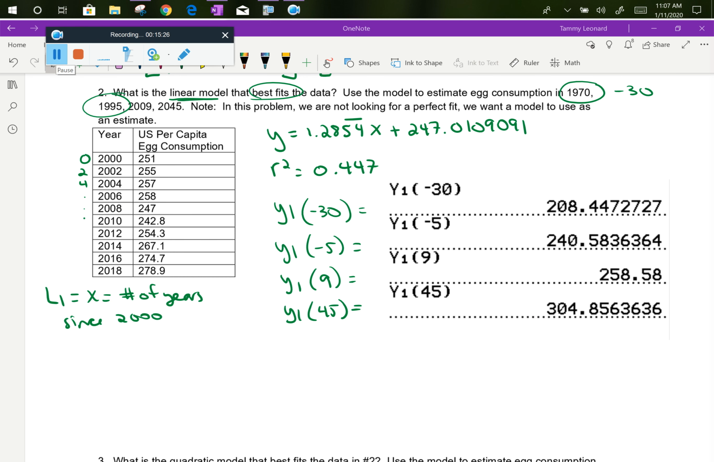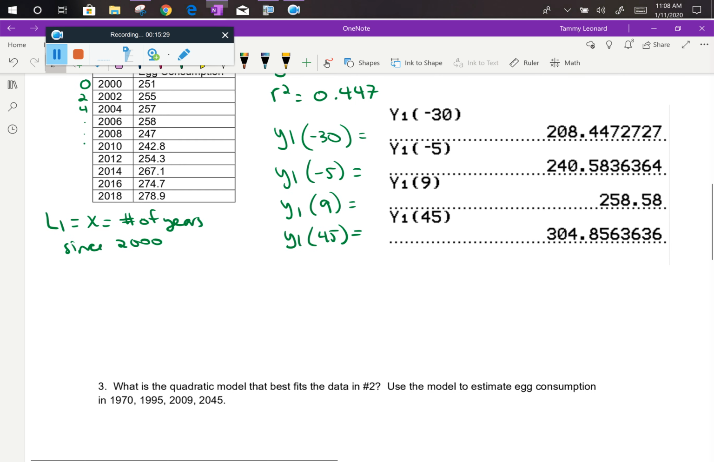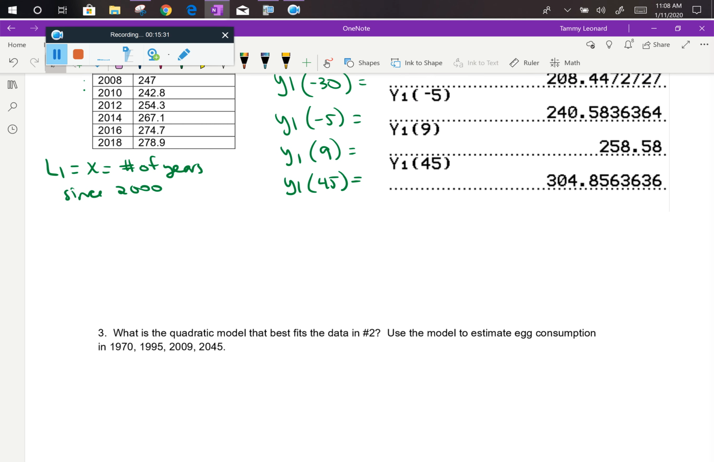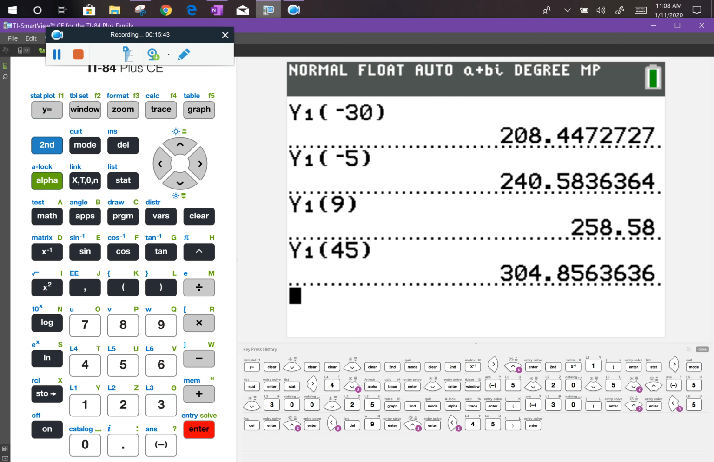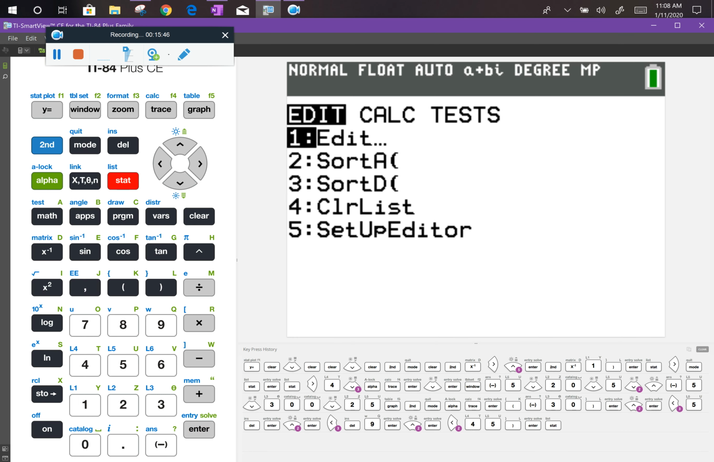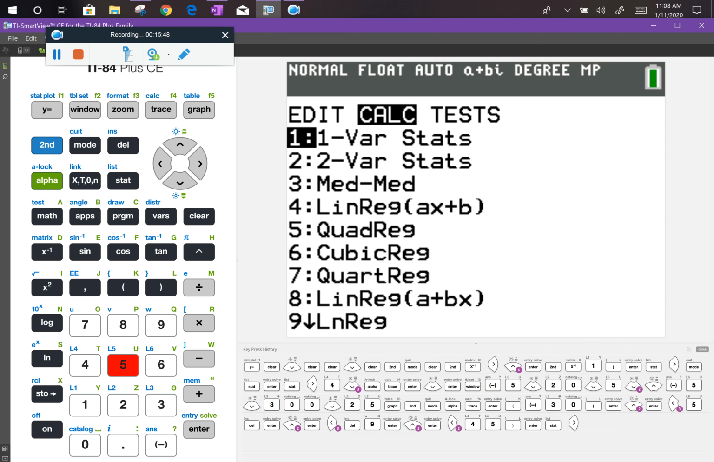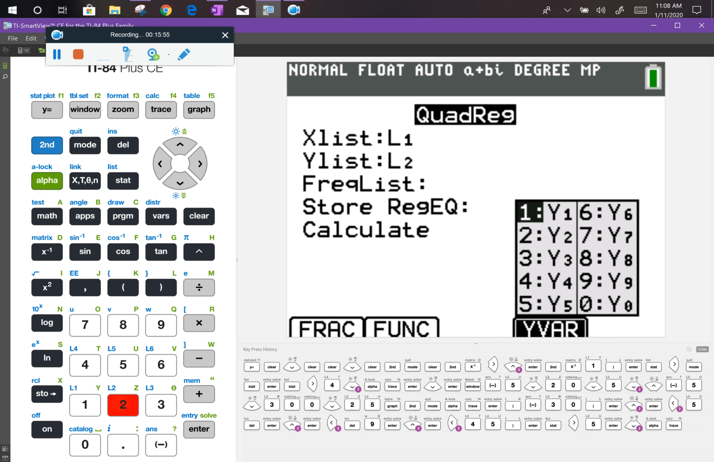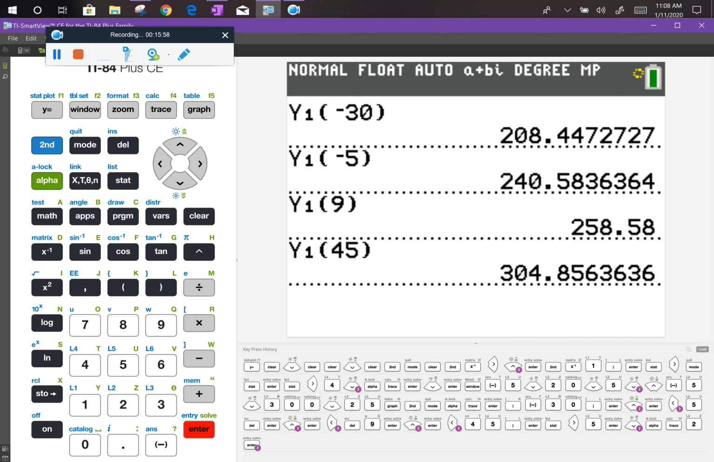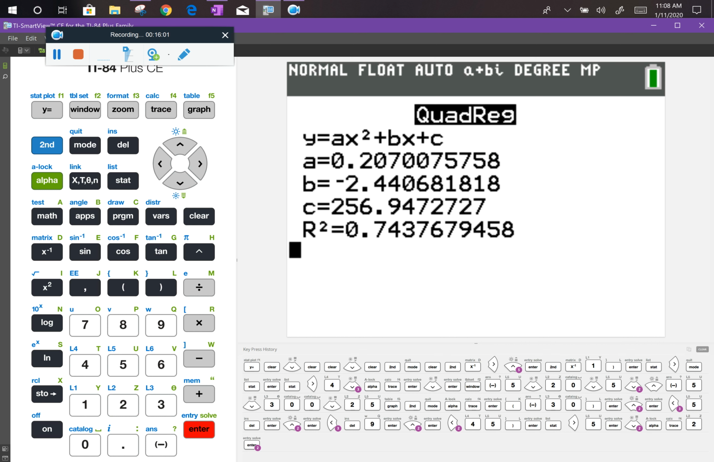Okay, next we're going to be asked in part 3 to take a look at creating a quadratic model and then to use that model to estimate the egg consumption in each of the same years. So I'm going to repeat the process. Conveniently, I already have my data in the calculator. So I don't have to put the data in again. I just have to go to Stat Calc and choose a quadratic regression. I'm still working off of list 1 and list 2, but remember I mentioned before, I want to store it in Y2 this time so that I don't overwrite my equation. I keep both equations.